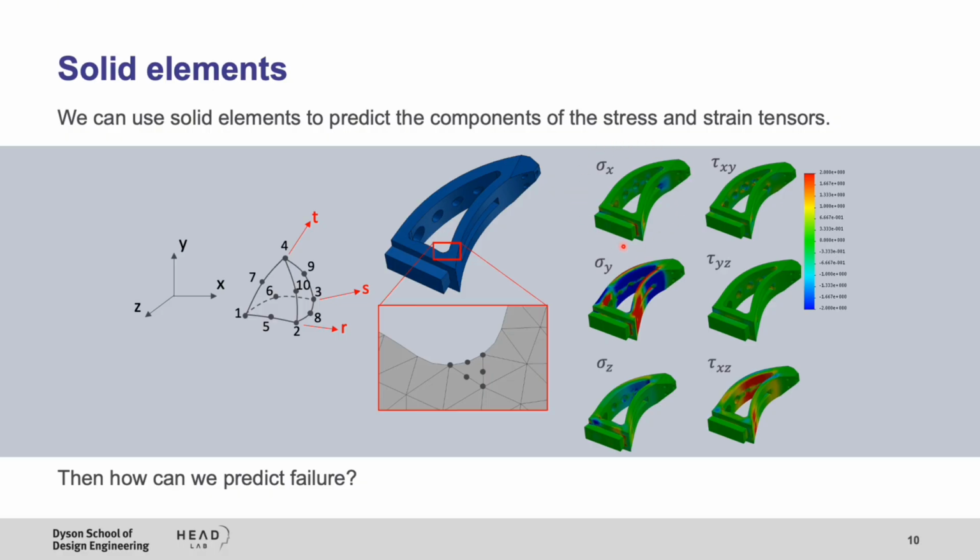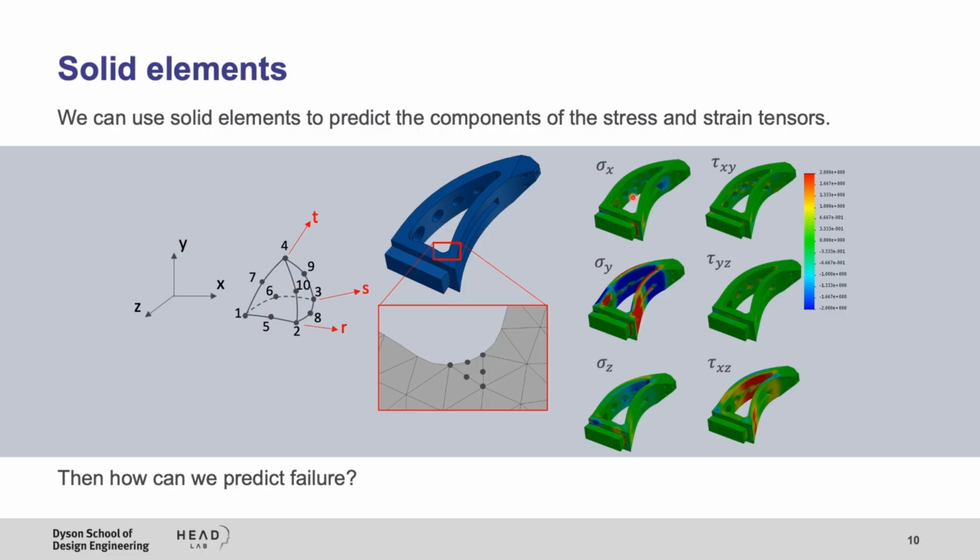This is the normal stress in x direction, y direction, z direction, and the shear stresses in different directions. And these are all straight output from the finite element solution of this structure. So as I said, we have 6 independent components of stress at each finite element.